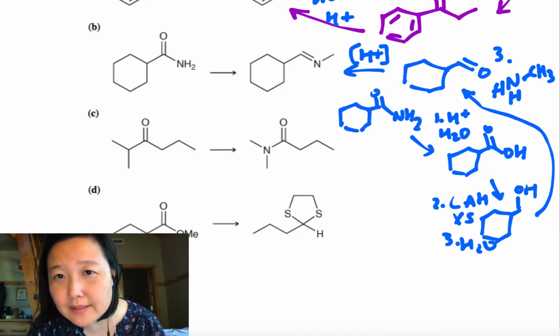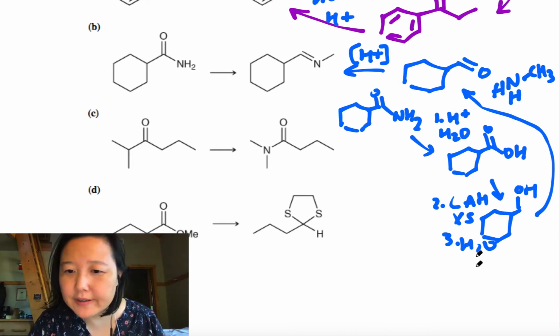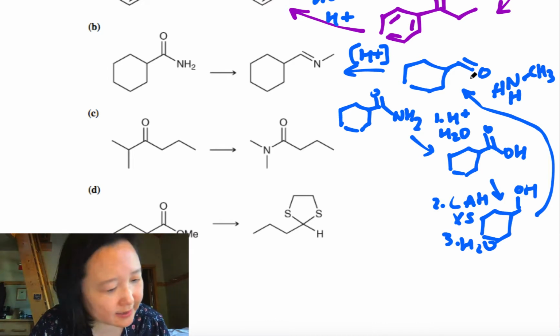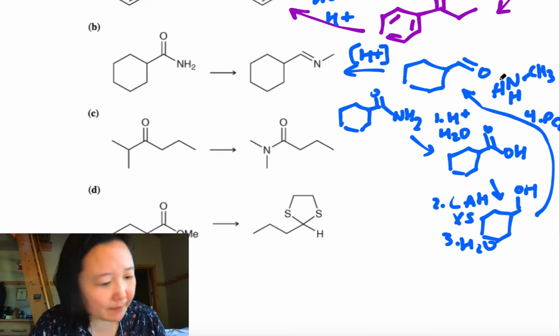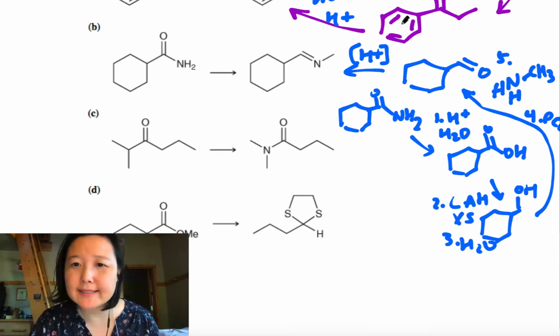Oh, and I'm so sorry, I forgot. After this step, you'll need to oxidize it to an aldehyde. So step 4 will be PCC. And then step 5 will be the amine and catalytic acid to make your imine. All right, so the new concept here was this reduction step.